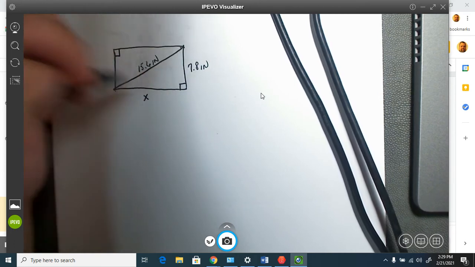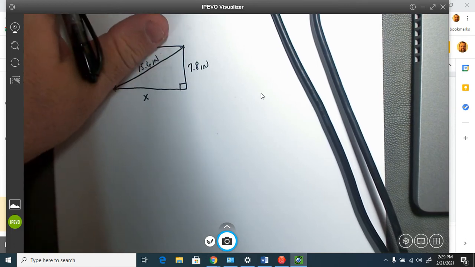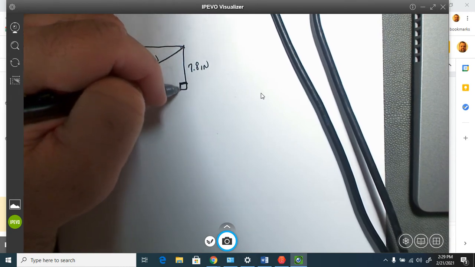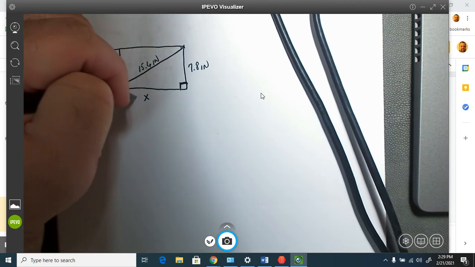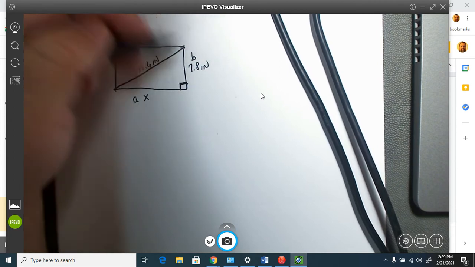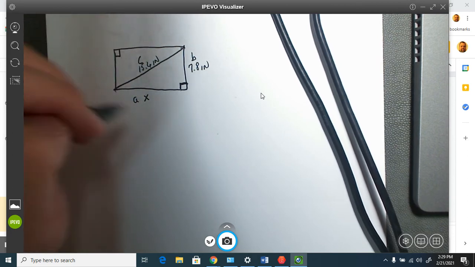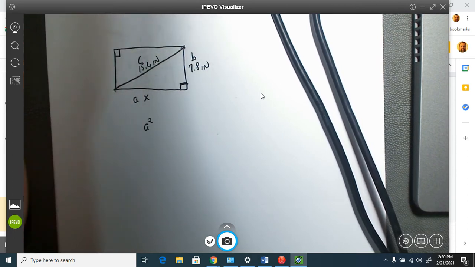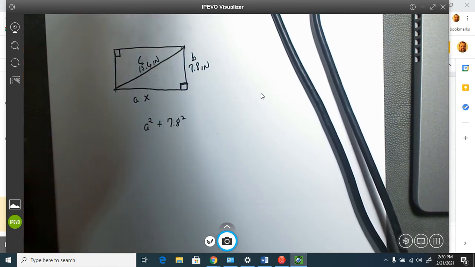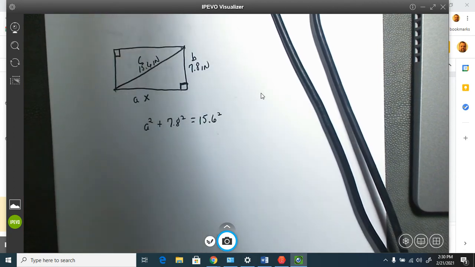I need to know what this is. So let's label our parts. Now I don't even need to concentrate up here. I'm just concentrating on this right triangle. So I might call this A. You call this B. These are both sides touching the square. And then this longest side, not touching it and being pointed towards, is C. So A squared plus B squared, which is 7.8, equals 15.6 squared.